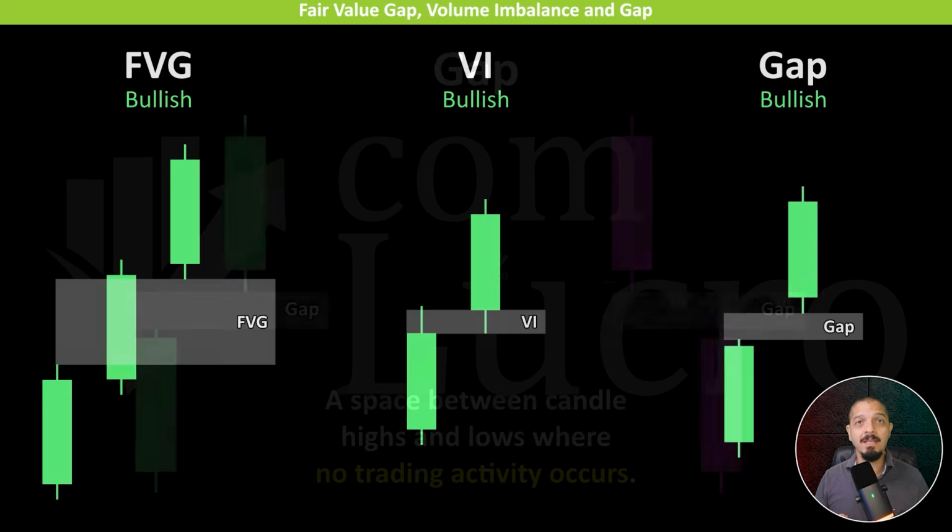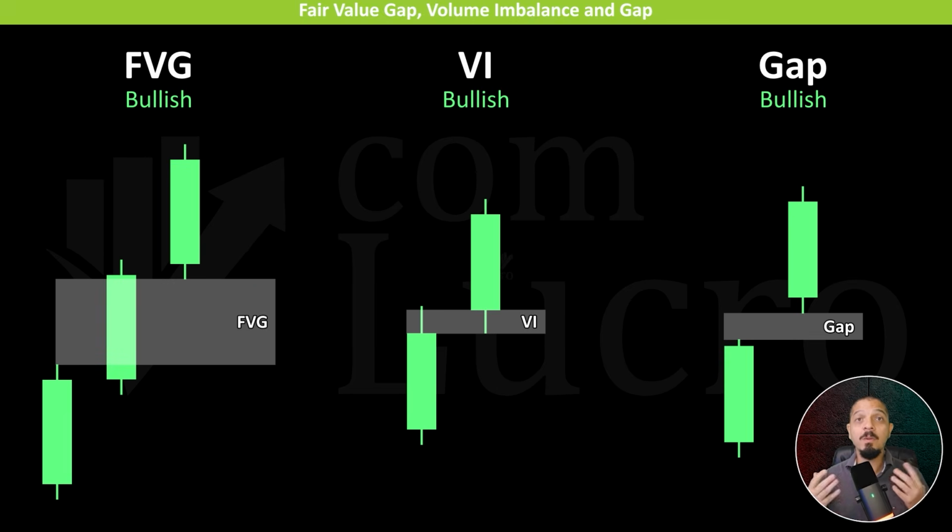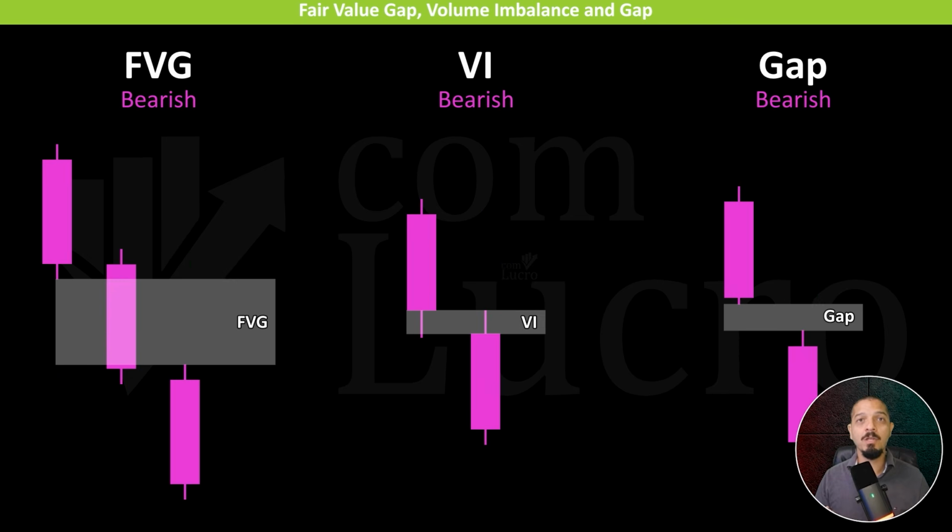In the illustration, you can see the bullish versions of a fair value gap, a volume imbalance, and a gap placed side by side for comparison. In the following illustration, the bearish versions of all three patterns are shown. Keep in mind that fair value gaps, volume imbalances, and gaps can often be used in a similar way when analyzing price behavior and potential reaction areas.